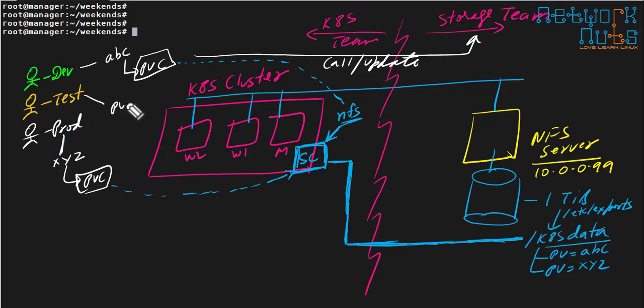Now test guys also wanted to create an application. They will just create a PVC and tell this PVC to use this storage class. That's it. For this also, the storage class is going to create another PV, say LMN, whatever the name is. That is the idea, and it will automatically create and map it.